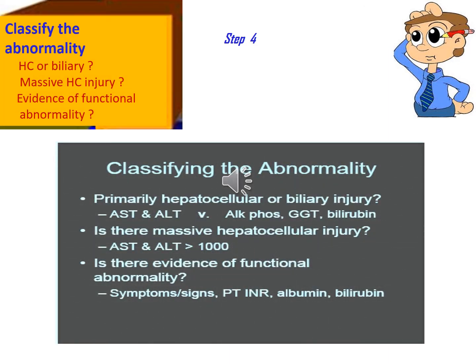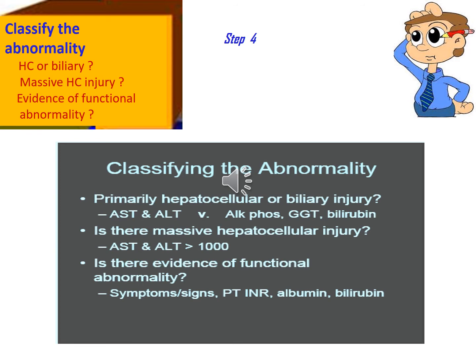So, as we mentioned, the first step to interpret liver functions is to exclude extrahepatic abnormality. Second step, look at the pattern of abnormality, cholestatic versus hepatocellular injury. Third step, look at the functional status of the liver, compensated or decompensated. The fourth step, according to the previous three steps, classify the abnormality, whether we are dealing with primarily hepatocellular or biliary injury, according to the main change in liver biochemistry.